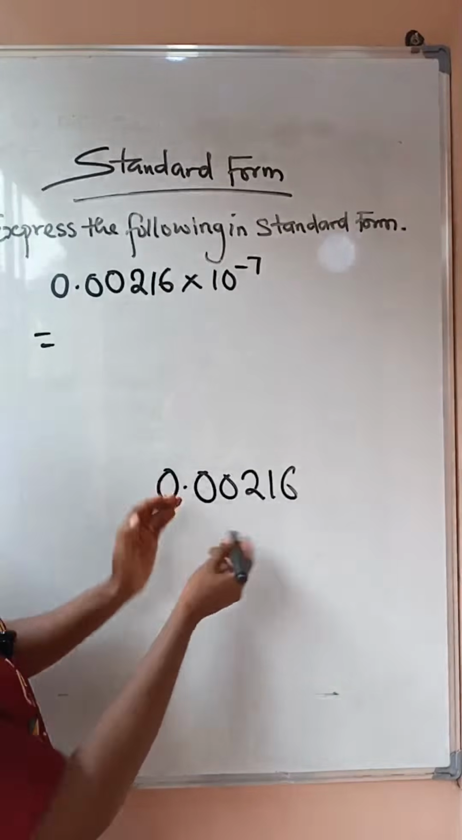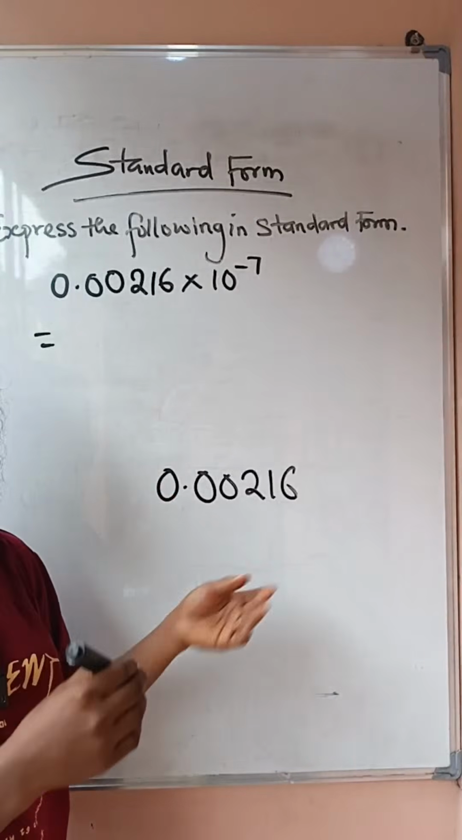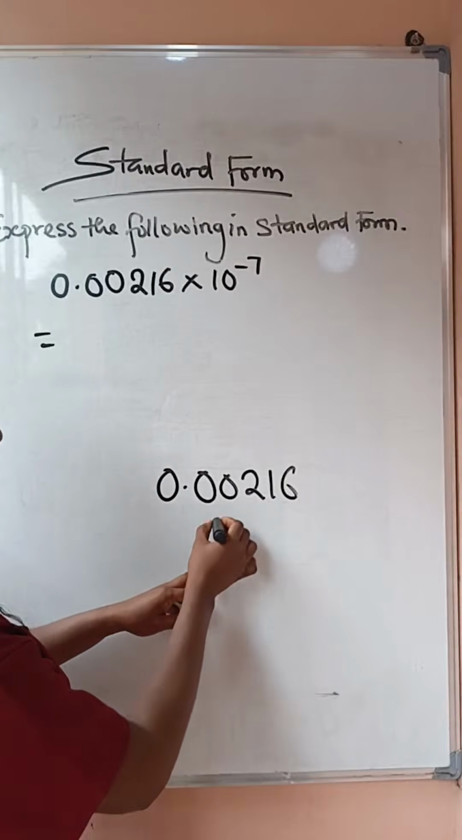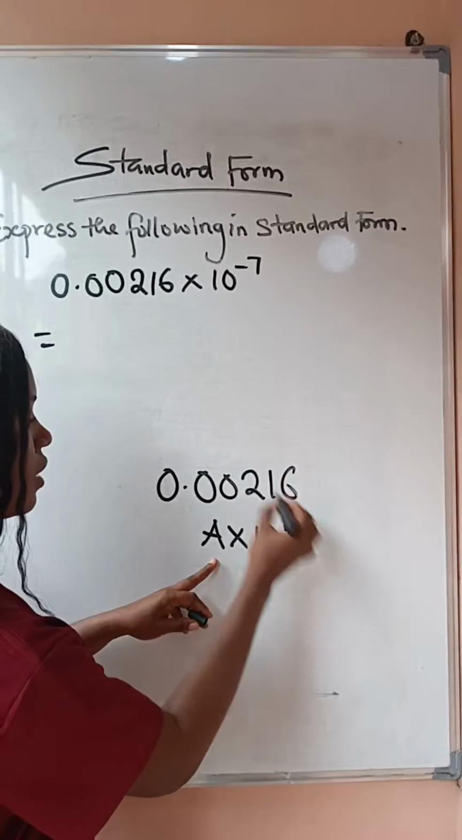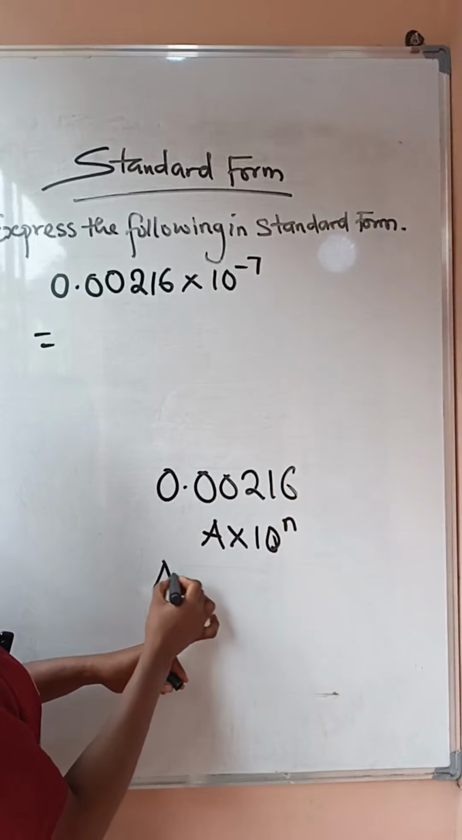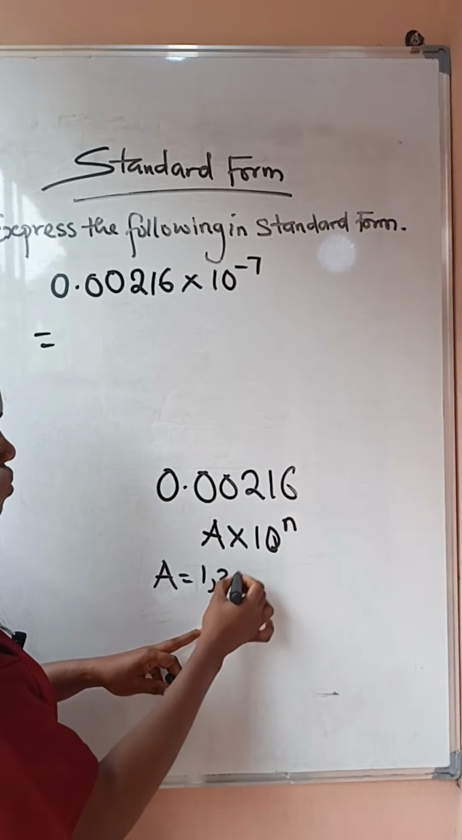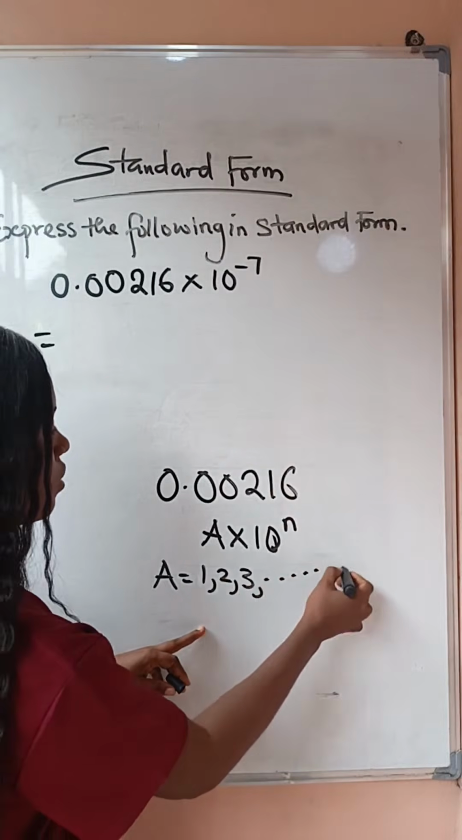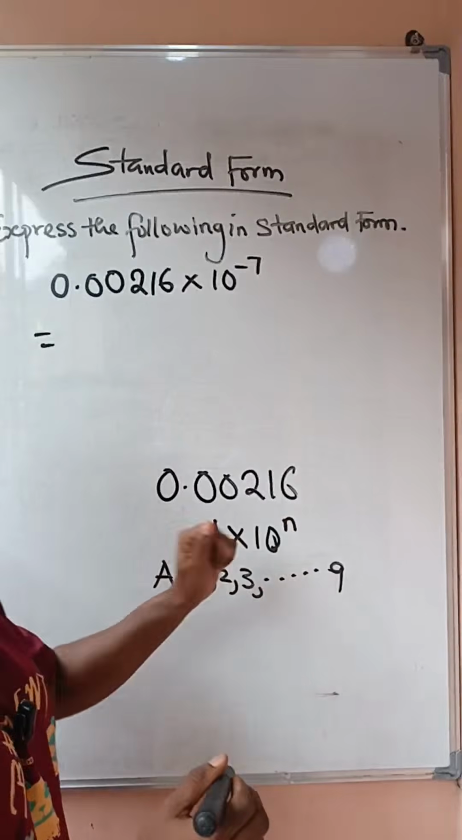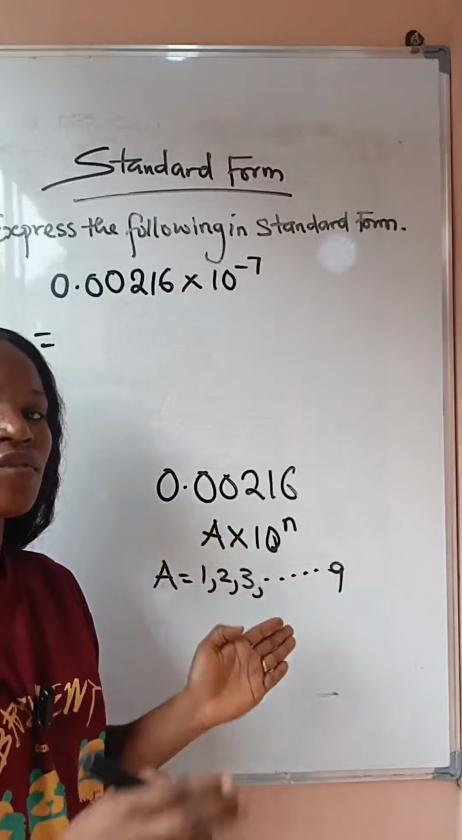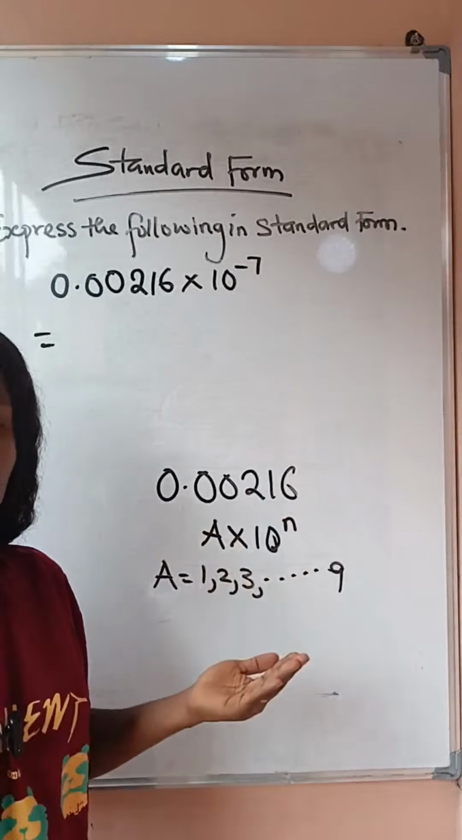So we need to change this to standard form. Remember, for this to be in standard form, it needs to be in this way: a times 10 to the power of n. Now our a has to be 1, 2, 3 to 9. It shouldn't be more than this. And our n has to be either a positive or negative integer.